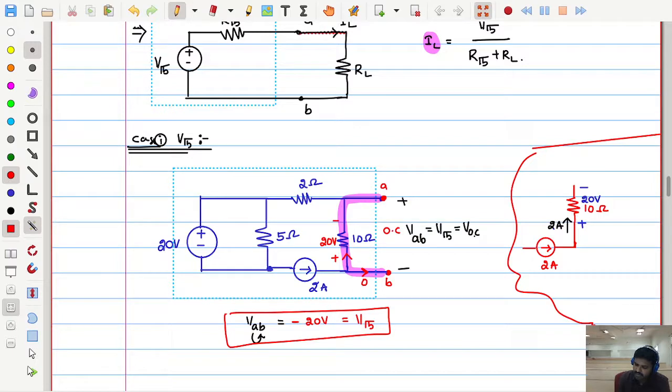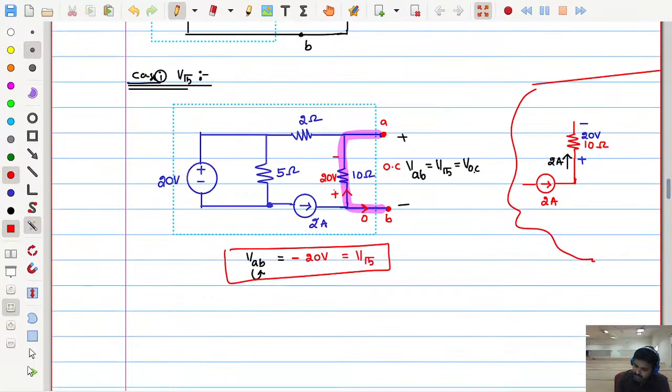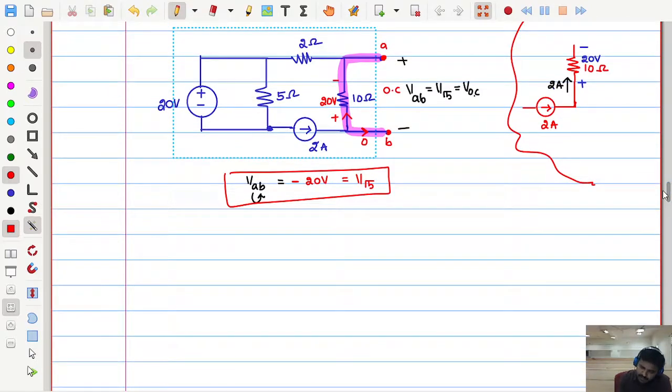Clear? So with respect to the current and its direction, we need to calculate the voltage first. Then think of what the Thevenin's voltage is between the AB terminals. Okay, that is one thing. Let me move on to case 2. What is case 2? Finding the RTH.